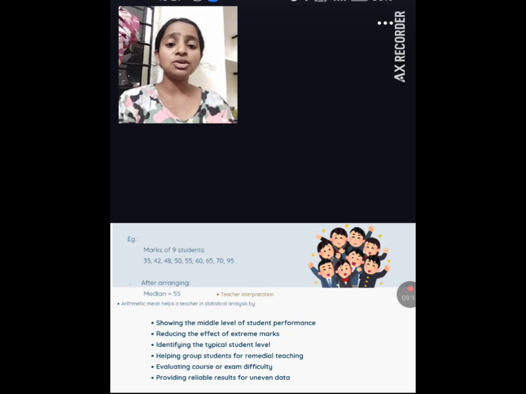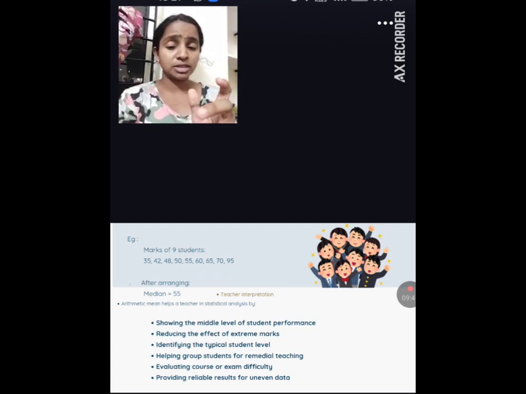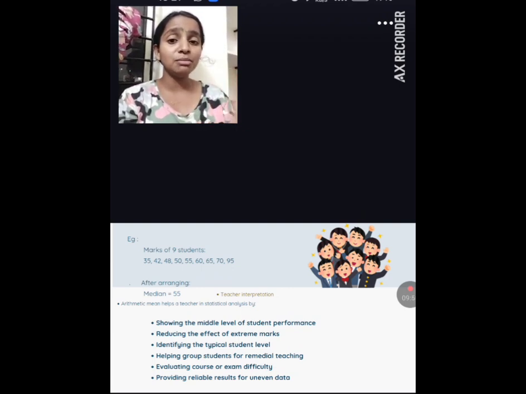It shows the middle level of student performance, or it shows the typical student level. So we know that in a class there will be high scorers, average scorers as well as low scorers. But in most cases in a class, most of the students will have an average score. So in the case of mean, it is considering all the points. If out of 50, a student gets 50 and one student gets 2, then mean will consider all those points, so it may mislead the teacher. But median will take the middlemost value.